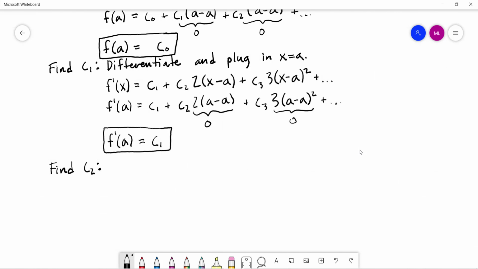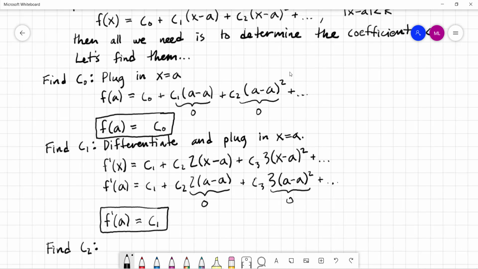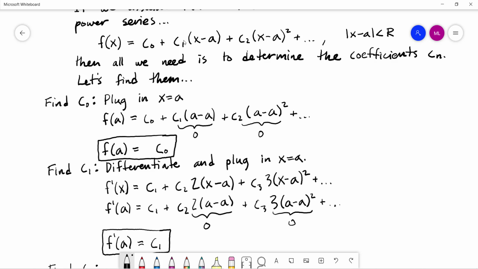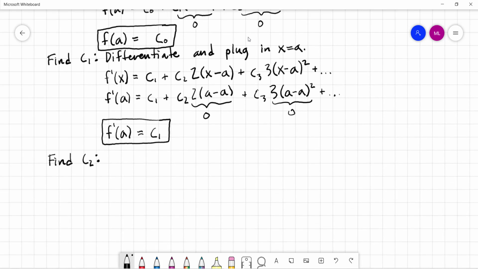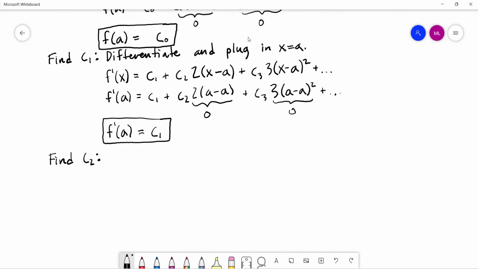To find c2, hopefully you're starting to sense a pattern here. We differentiated the original function in order to make the c1 term be the only surviving constant. If instead I take the second derivative, these first two terms will disappear, and it'll be c2 that is a surviving constant. So I'm going to differentiate the derivative that we just found, essentially differentiate again and plug in x equals a.